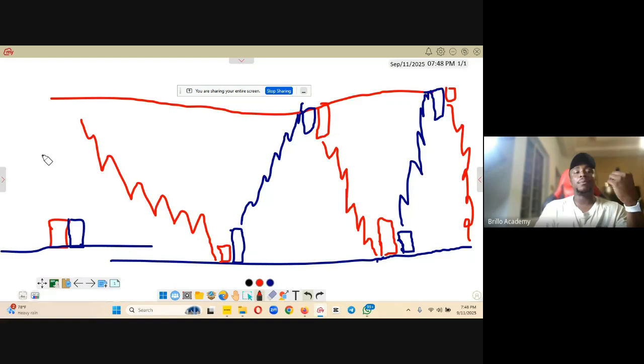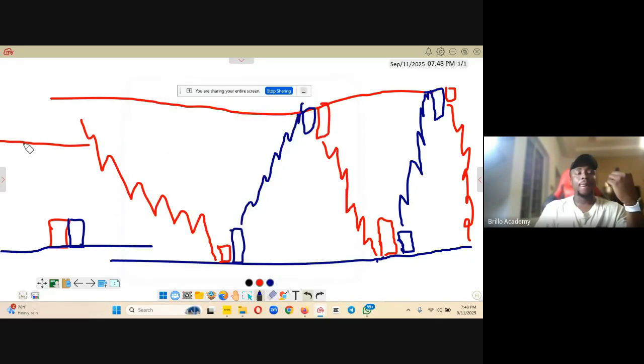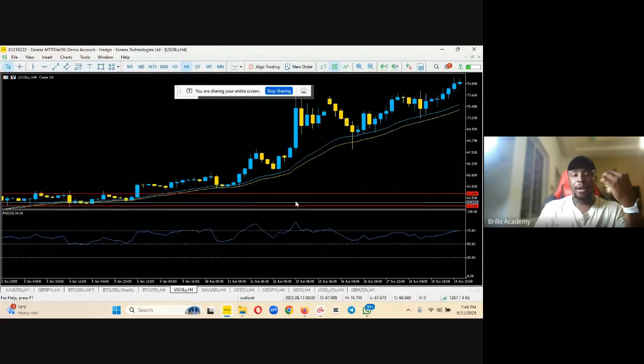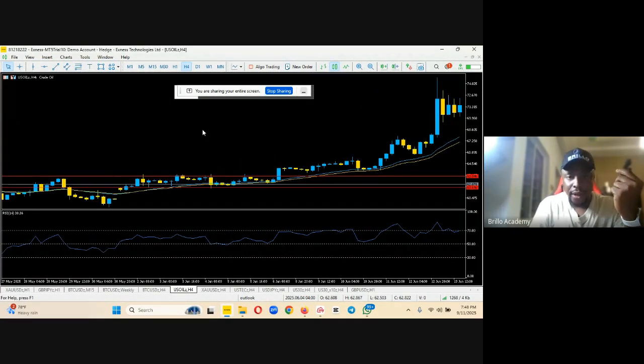Then if you spot something like this on a resistance, which is a tweezer top, just observe the placement. If you put this on a resistance, it's telling that the market is coming down. You spot this on a support, it's telling that the market is going up. Now let's see. This is actually a bullish engulfing, and after that, what happened? Okay, I've seen a perfect example for this.